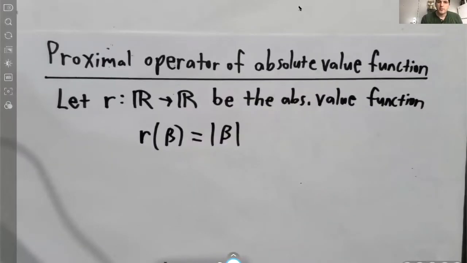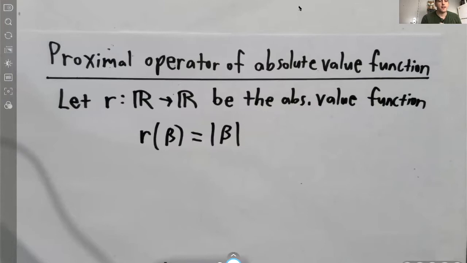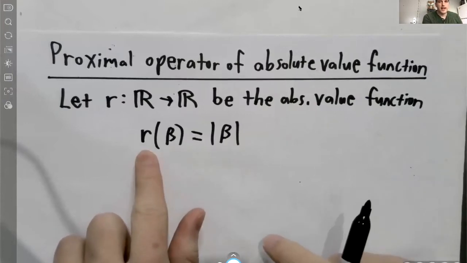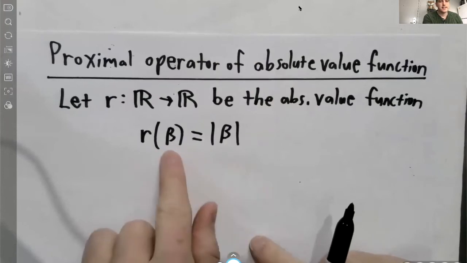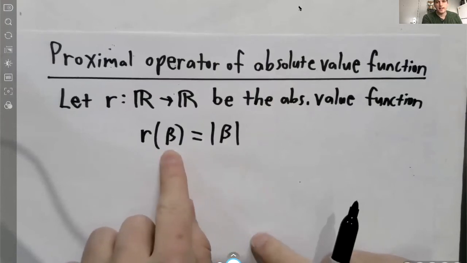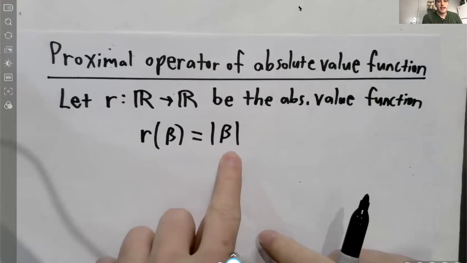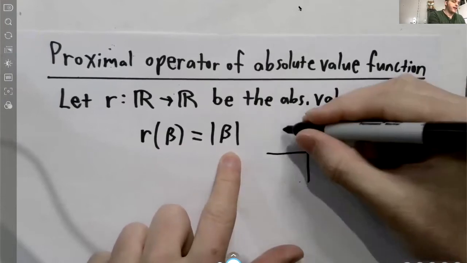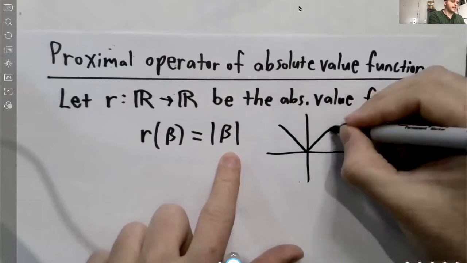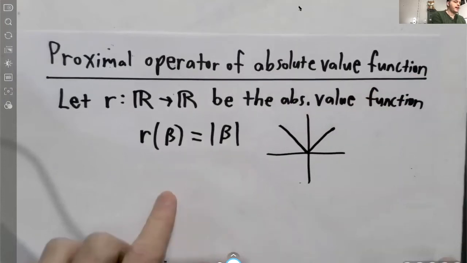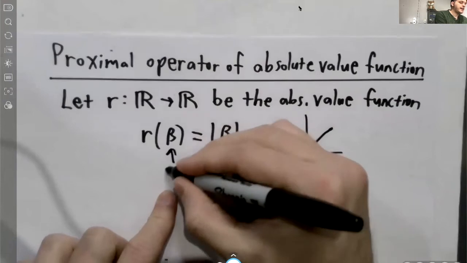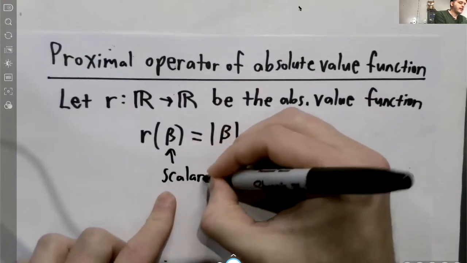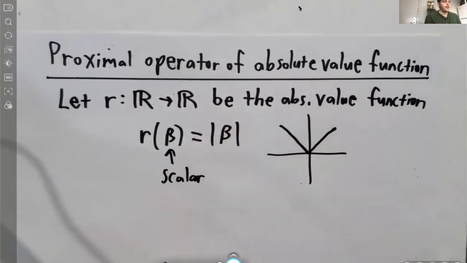Before we compute the prox operator of the L1 norm, as a first step, let's compute the prox operator of the absolute value function. So let lowercase r be the absolute value function. It just takes a scalar beta, a real number beta, as input and returns the absolute value of beta as output. Of course, the graph of r just looks like this. It's the absolute value function. And now beta is a scalar in this example.